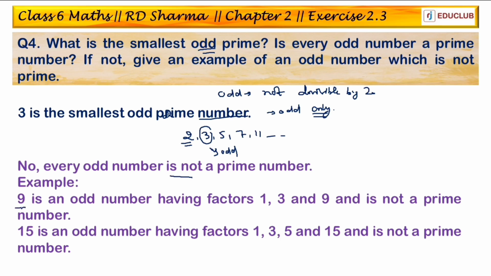For example, 9 is an odd number. It is not divisible by 2, but it is not a prime number because it has factors 1, 3 and 9. Other than 1 and the number itself, it has one more factor. Similarly, 15 has factors 1, 3, 5 and 15, so 3 and 5 are also its factors. These are not prime numbers. So we can say every odd number is not a prime number.